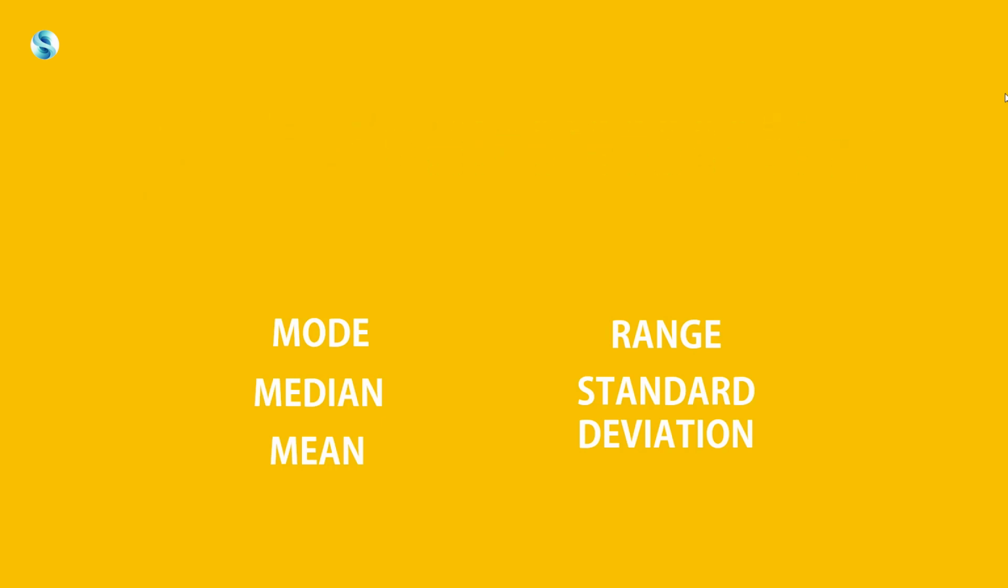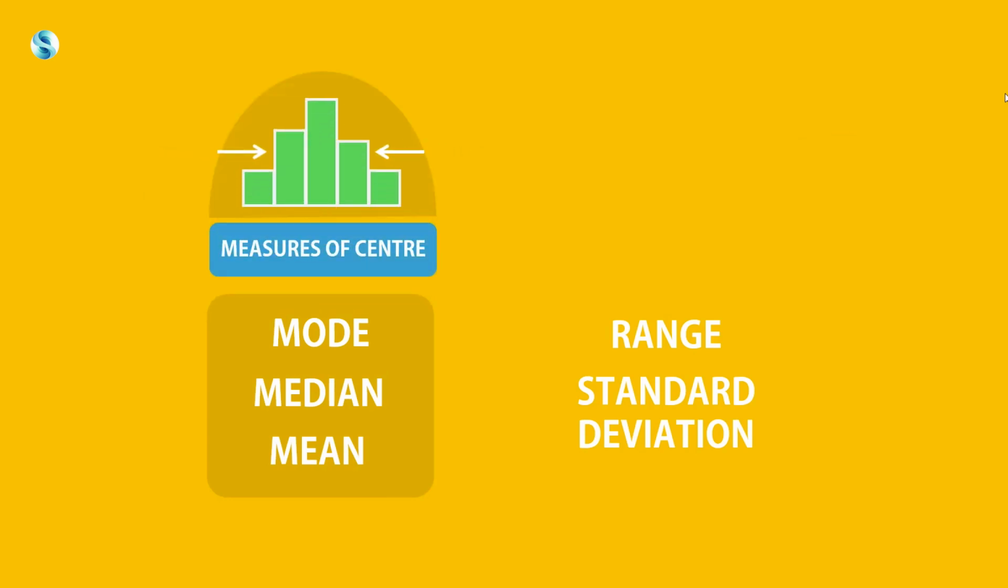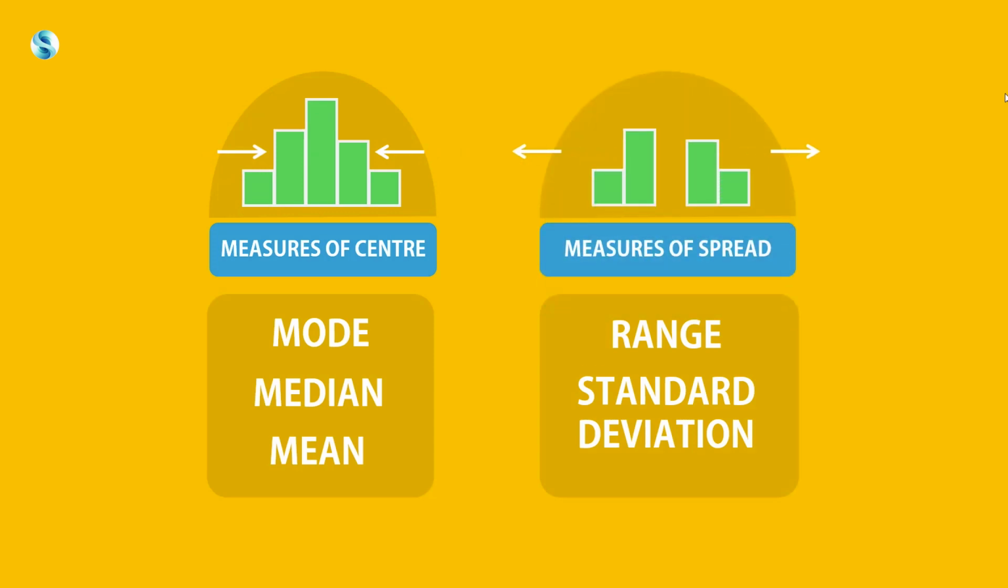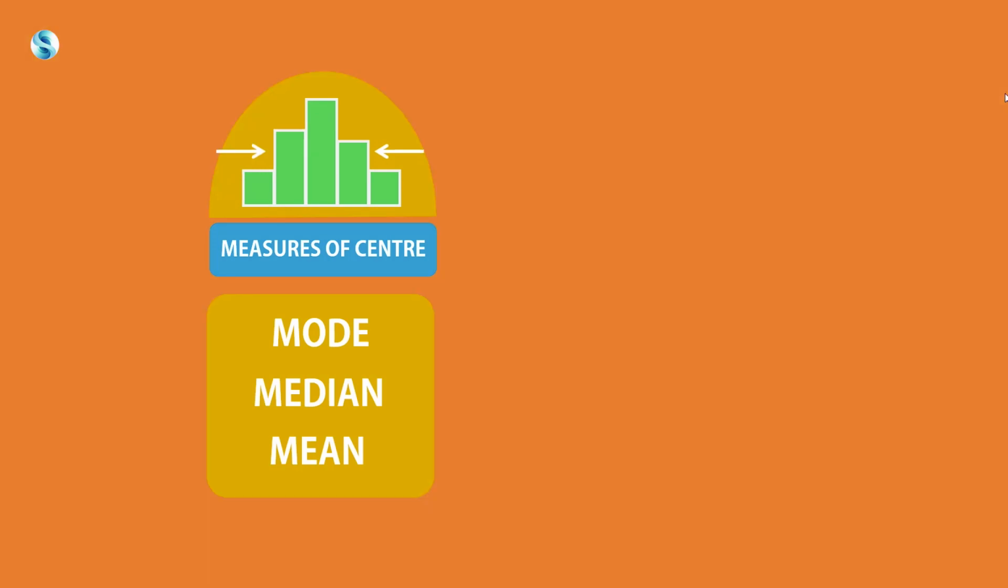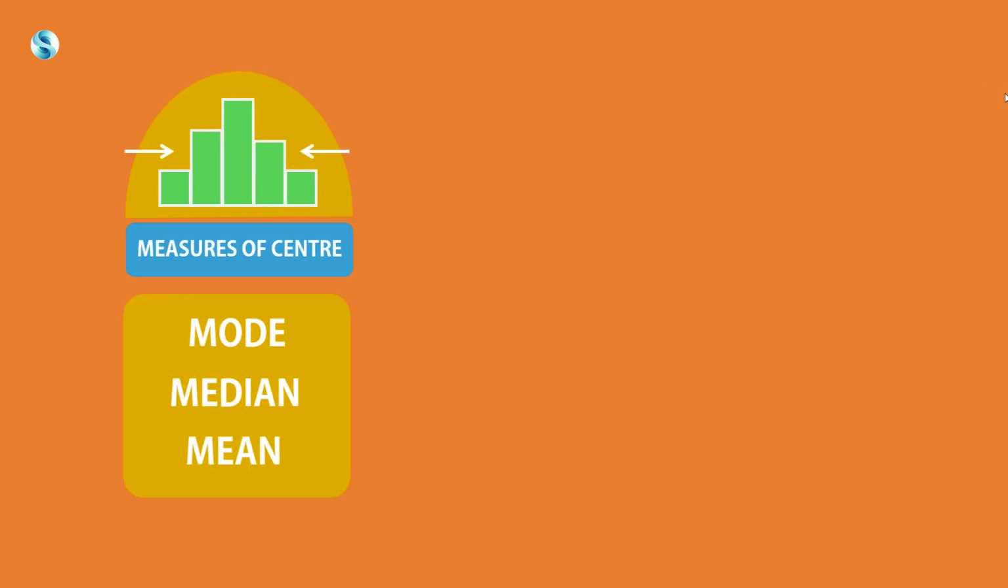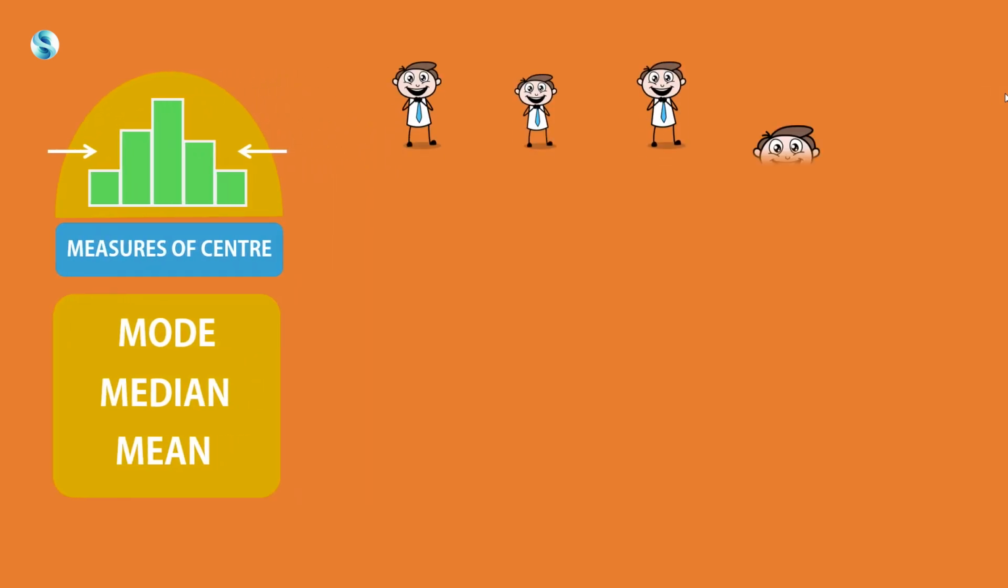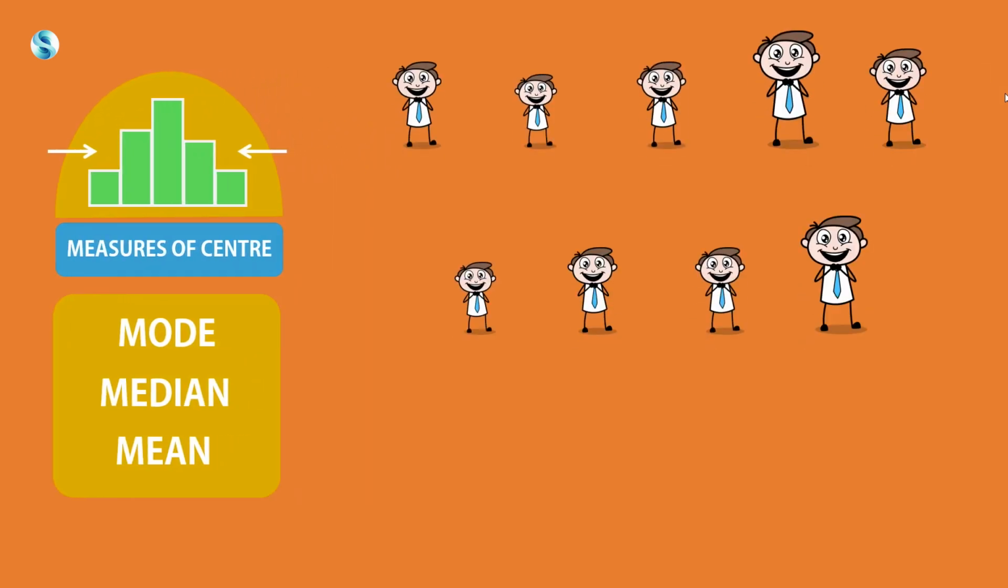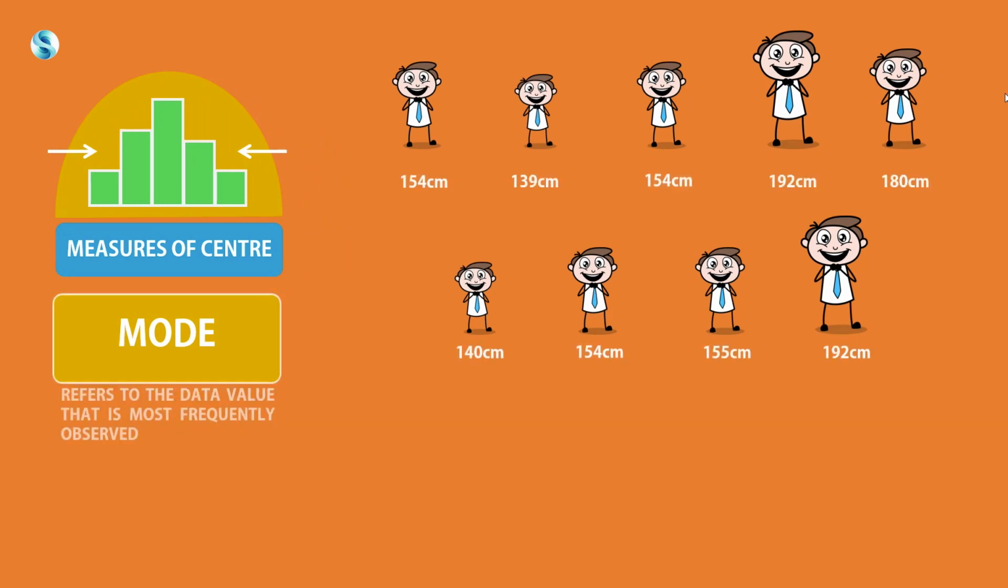Specifically, the mode, median, and mean are measures of center or central tendency, and the range and standard deviation are measures of spread. We will look at how we can determine the measures of center first. So suppose I took a random sample of 9 people and measured their heights. Now the mode of the dataset refers to the data value that is most frequently observed.